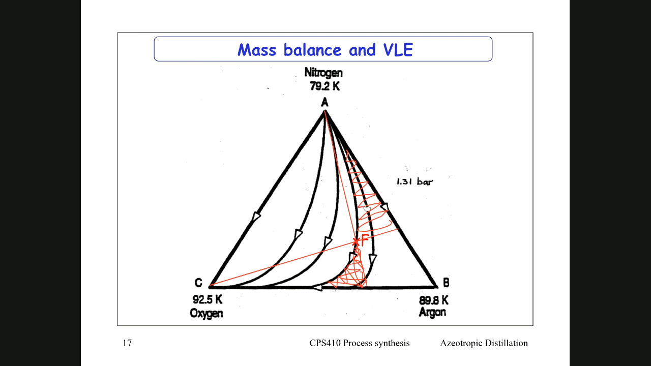So now, with just a residue curve diagram and a given feed, you can tell what the possible residue compositions are, and you can tell what the possible distillate compositions are. Powerful. All right, so we're going to move on now.